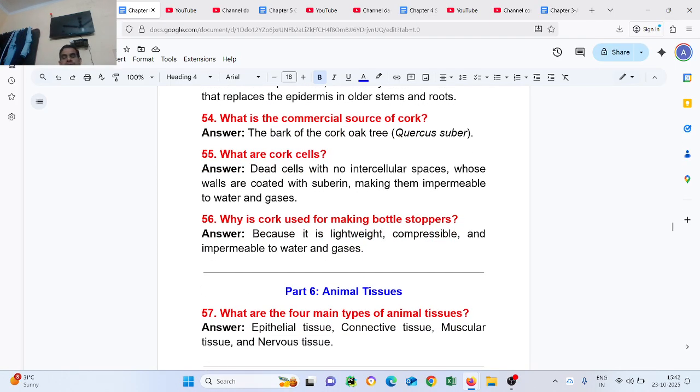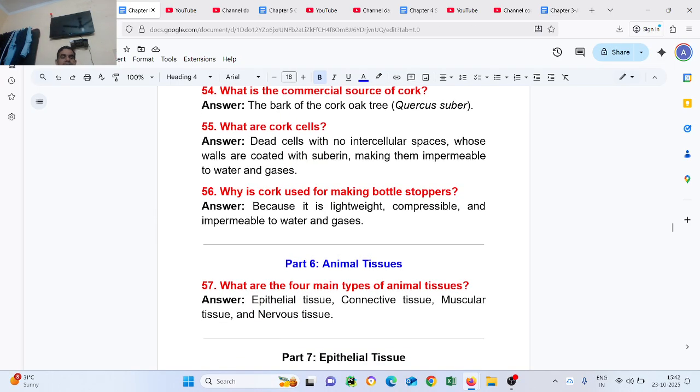Now let's move to part 6, animal tissue related questions. Question number 57. What are the four main types of animal tissue? Epithelial tissue, connective tissue, muscular tissue, and nervous tissue.